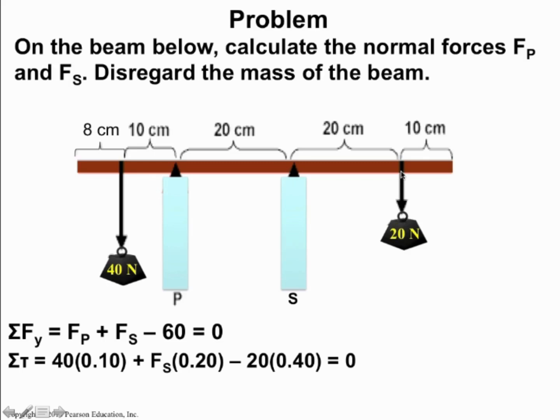And finally, our last torque on the right here would be the 20 newtons going down. That 20 newtons is a distance of 40 centimeters from the axis of rotation, and that's 0.40 meters. So we have 20 times 0.40 meters. Now notice the negative sign. That's because if this beam could rotate, 20 newtons pulling down would cause a clockwise rotation of the beam, and clockwise is negative when you're dealing with torques.